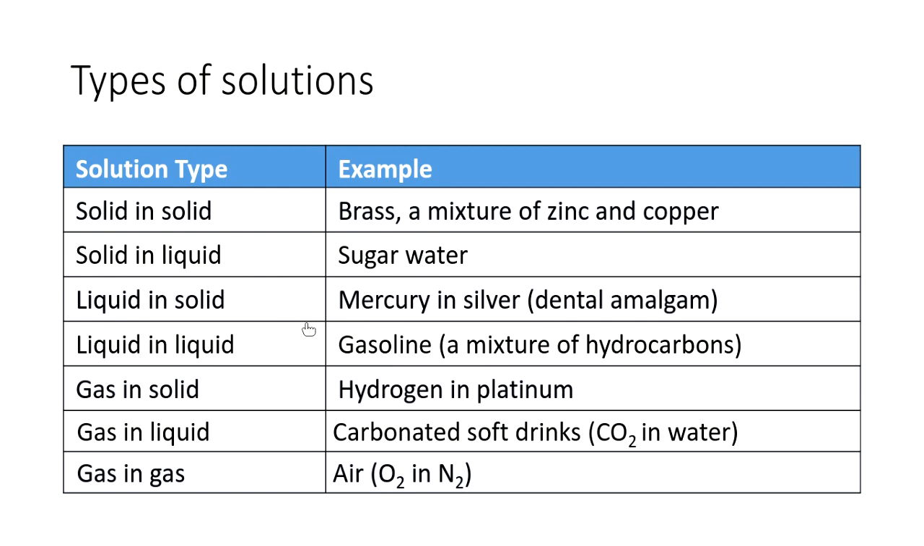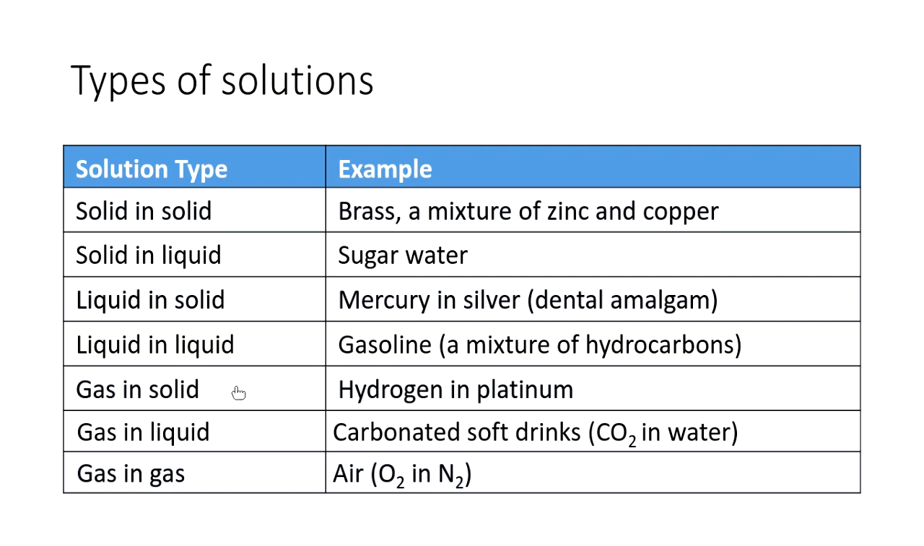The next type of solution is, for example, liquid in liquid. And the example is gasoline. Gasoline is a mix of hydrocarbons, and we have here octane, heptane mainly, but we also have some ethanol. We also have some hexane. So these are a vast variety of liquids mixed into something that we call gasoline, okay?